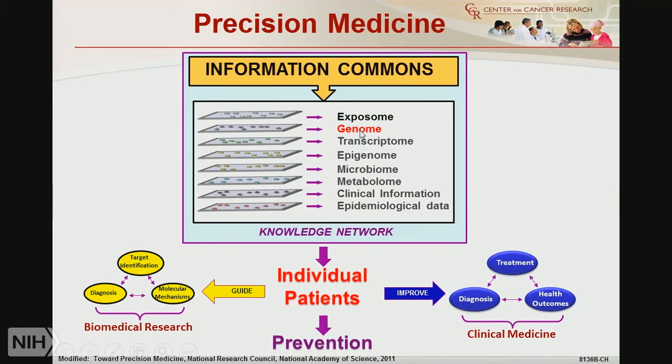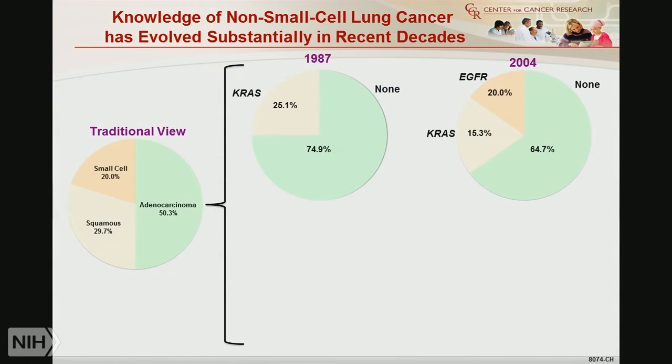So let's go to genome and lung cancer. So these are mutations primarily in genes within the genome. So lung cancer, traditional view was small cell, squamous, adenocarcinoma. In '87, KRAS mutations were first detected. In 2004, EGFR mutations were also detected, and that led to the first therapy directed toward EGFR kinase activity.